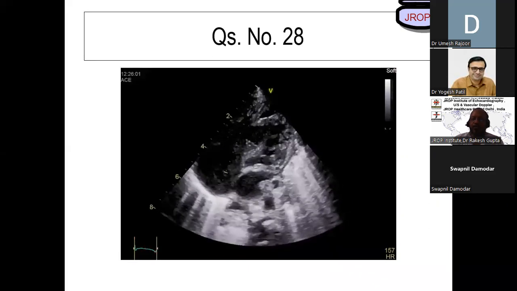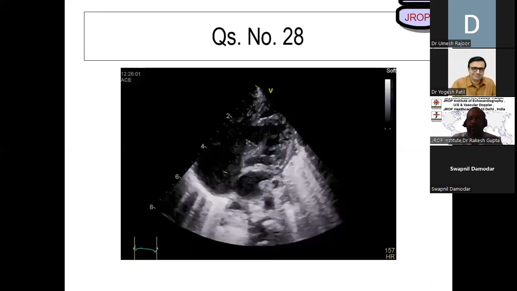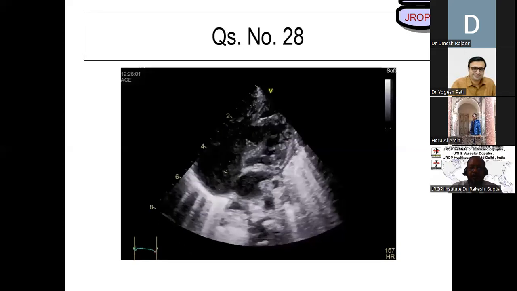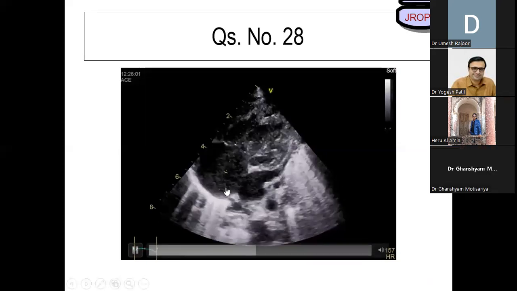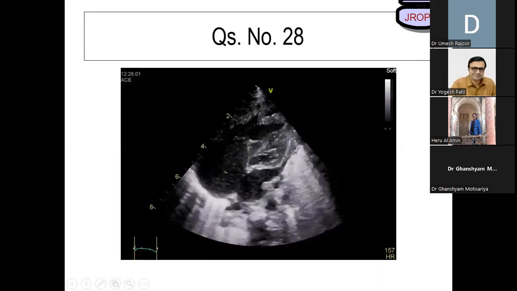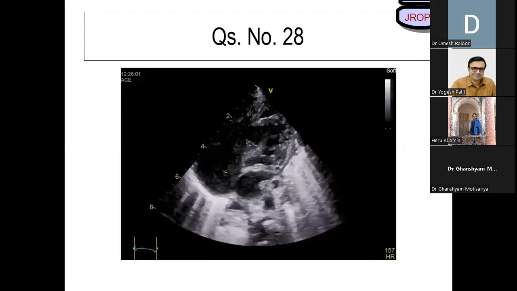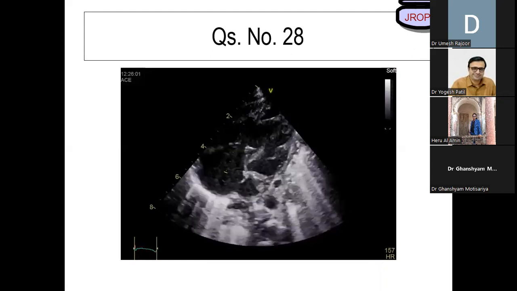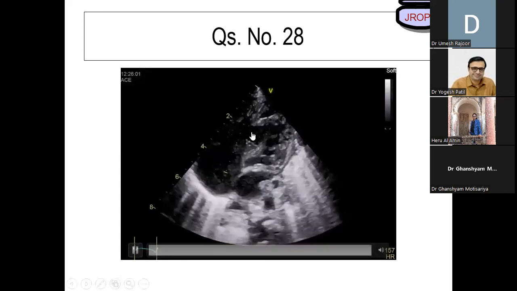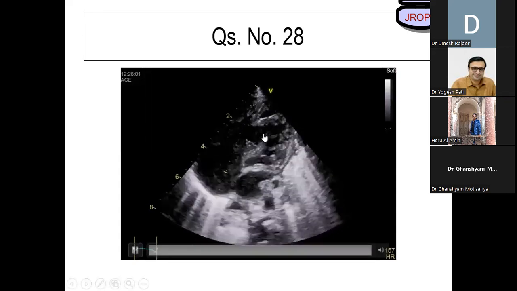Dr. Umesh Raju has raised his hand, Yogesh Patil has raised his hand. There should be an ASD there. There is no ASD anyway. Hiru Amin and Ghanshyam, is it also an apical VSD? Apical VSD, perfect. This is apical inlet VSD. What else?